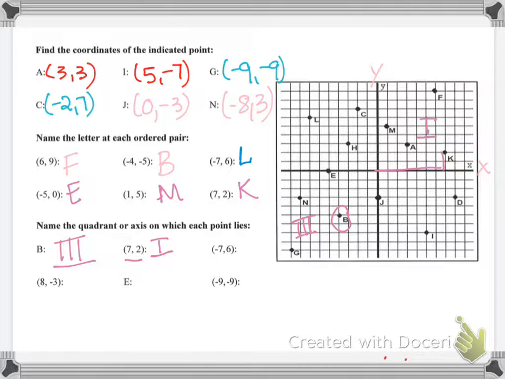Negative 7, 6. Negative 7, starting at the origin, has us go back 7 and up 6, so we're going to be in quadrant 2. 8, negative 3. 8 across, 3 down is going to take us here to quadrant 4. 2 more. Point E is right here on the line. It's on the x-axis. And negative 9, 9, a negative negative, you guessed it, is going to take us to quadrant 3.